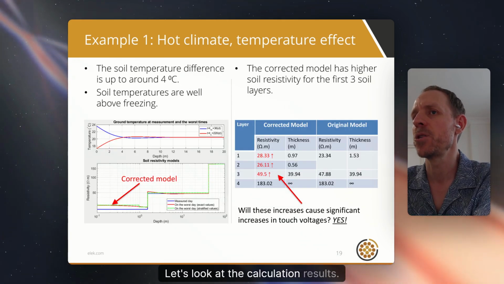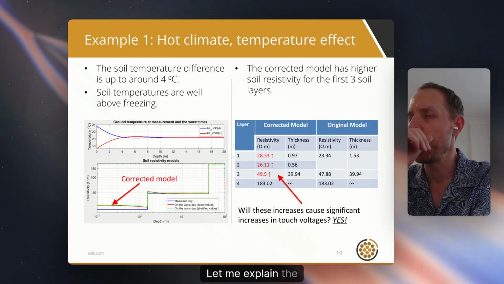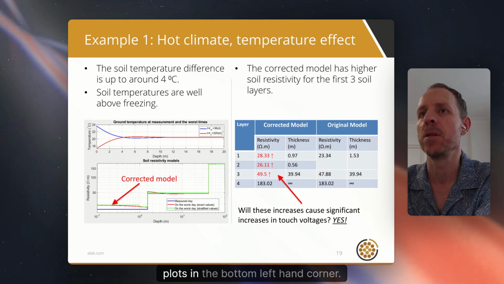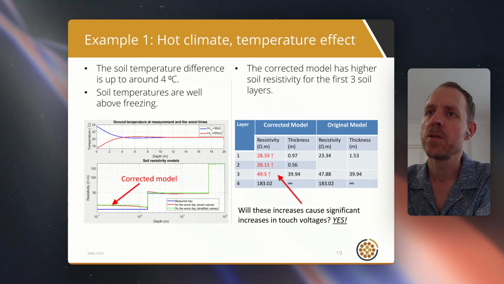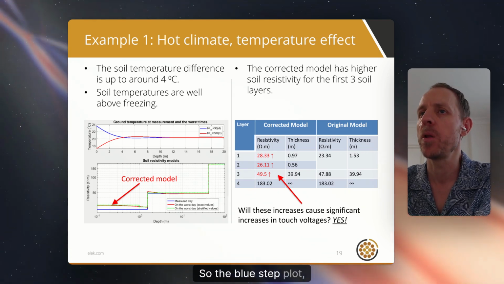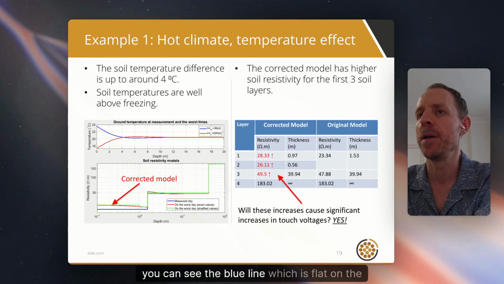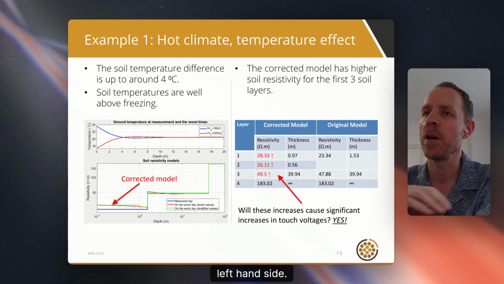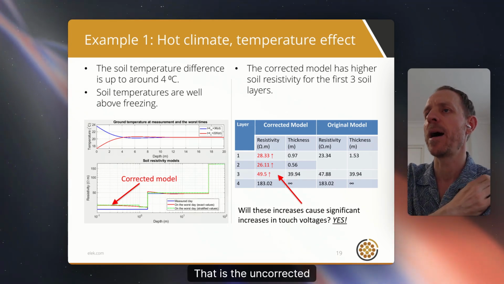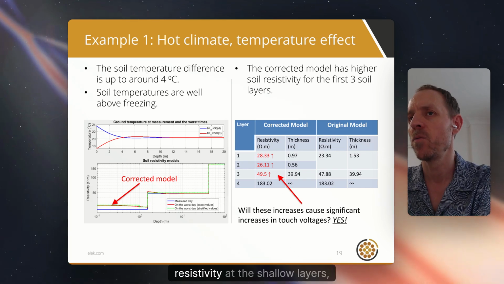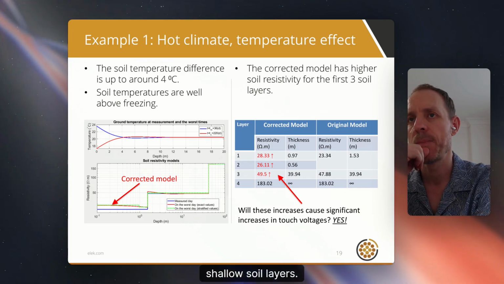Let's look at the calculation results. Let me explain the plots in the bottom left-hand corner. The blue step plot, you can see the blue line, which is flat on the left-hand side. That is the uncorrected resistivity at the shallow soil layers.